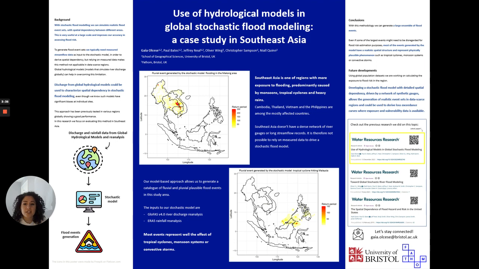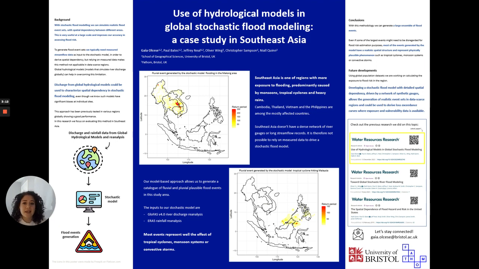In my first PhD chapter, we tested this approach globally by comparing it to a gauge-based method, wherever gauge data was available. The results from these tests were promising, and you can find out more about it in the latest paper we published in Water Resources Research. You can see the title highlighted in the yellow box on the right of my poster.